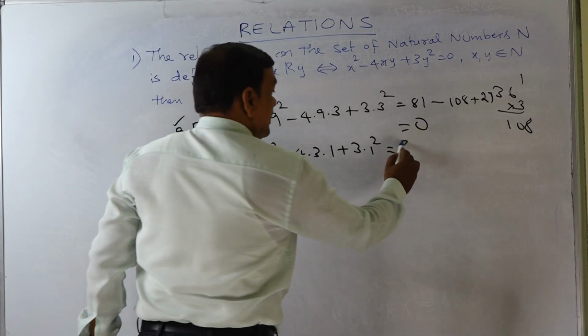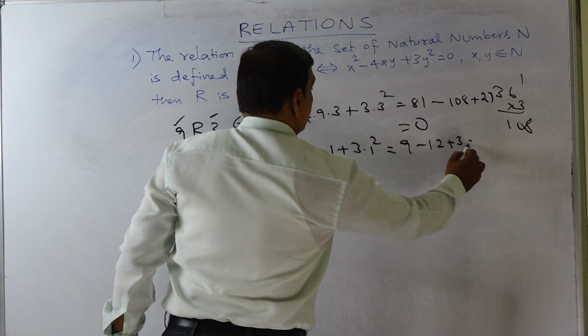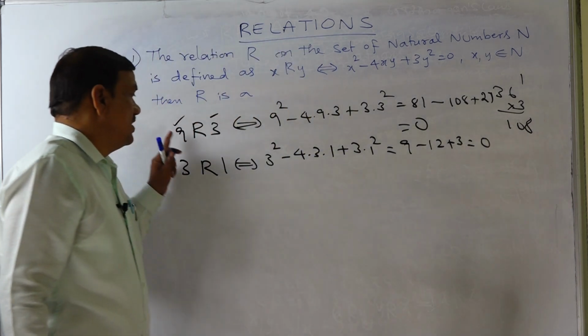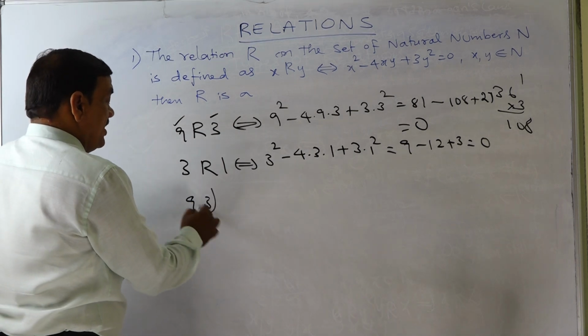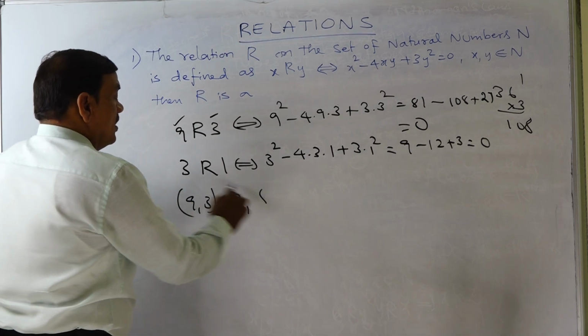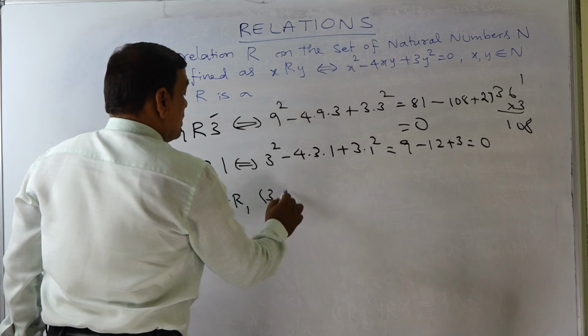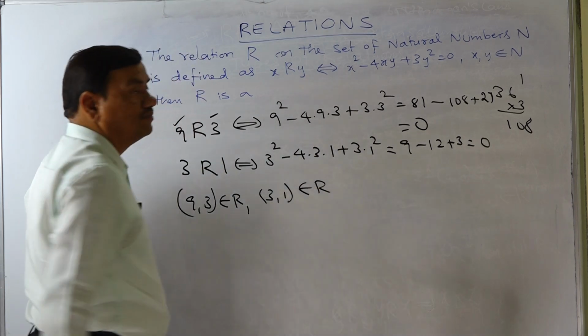3 square is 9, 4 3s are 12, plus 3. This is also 0. That means (9, 3) belongs to R. (9, 3) belongs to R. And 3 R 1 means what? (3, 1) belongs to R.